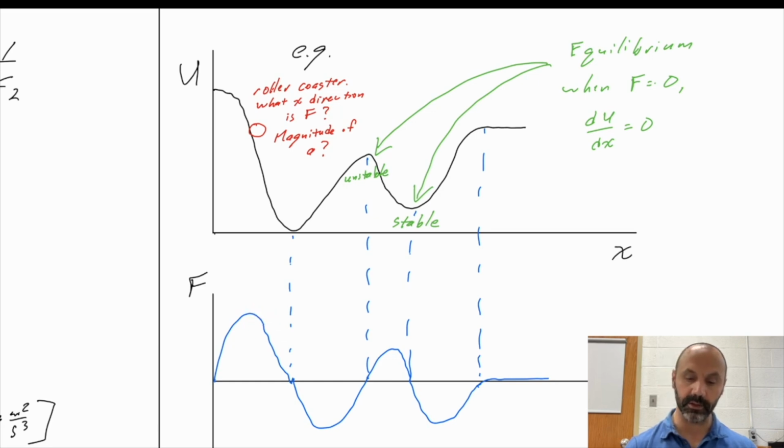When you're in this region here, what is the horizontal direction of the force on the roller coaster, right? So gravity's pulling down, but the horizontal direction would be to the left, right? It would kind of be slowing down. And so to the left, that's the negative direction. And so the force here has a negative value.